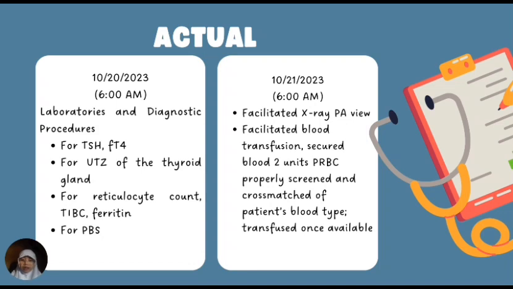Next, we have laboratories and diagnostics. So thyroid stimulating hormone and free thyroxine help assess the thyroid hormone production and can indicate any thyroid-related issues that might influence kidney health. Next, ultrasound of the thyroid gland is used to assess the structure and condition of the thyroid gland. Reticulocyte count, total iron binding capacity, and ferritin are tests to evaluate aspects related to anemia and iron metabolism. Next, peripheral blood smear is to assess the shape, size, and appearance of the blood cells. It can also help assess for anemia.